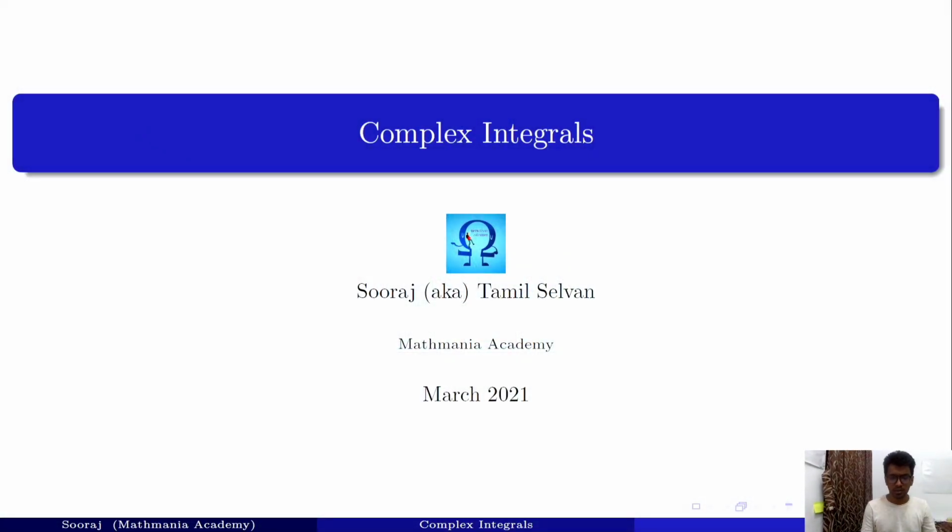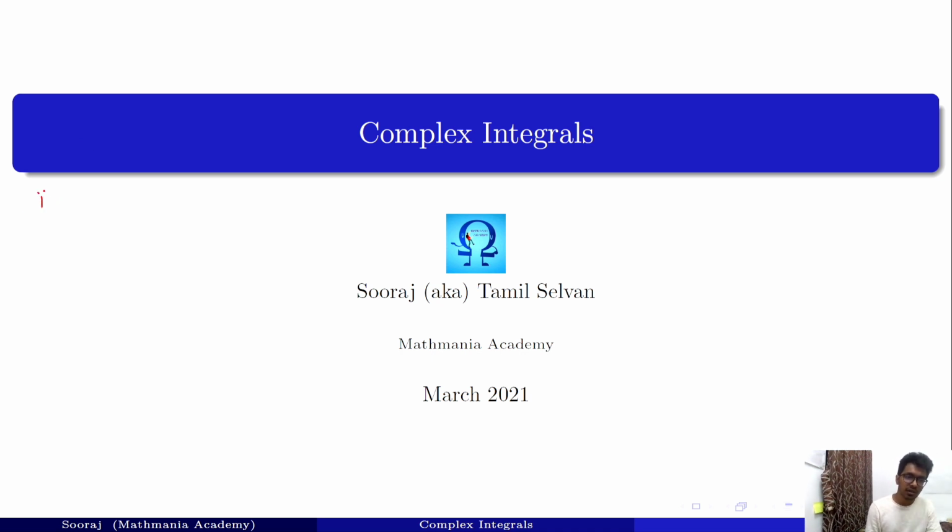Welcome back to a course on complex analysis. We are talking about the concept of complex integrals. As a continuation to the previous lectures, in this lecture also we are going to continue our discussion with respect to complex integrals. Okay, in the previous few lectures, what did we actually deal with?